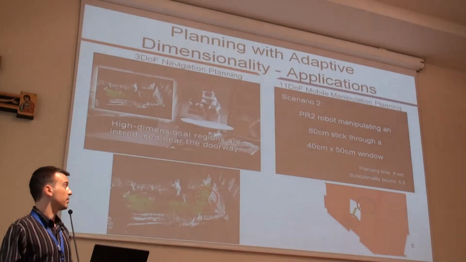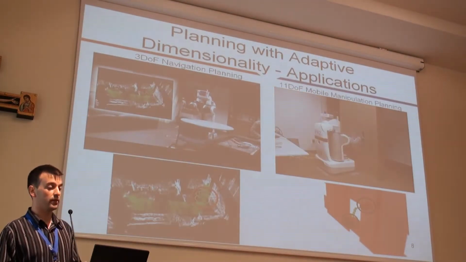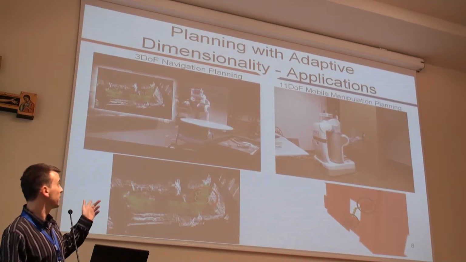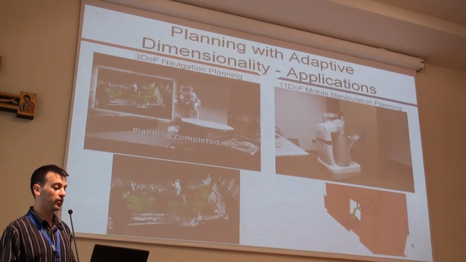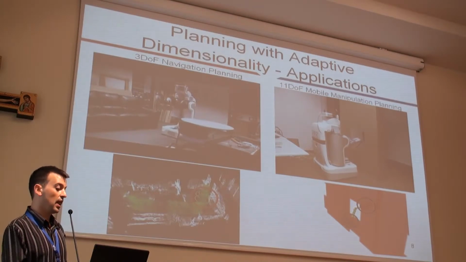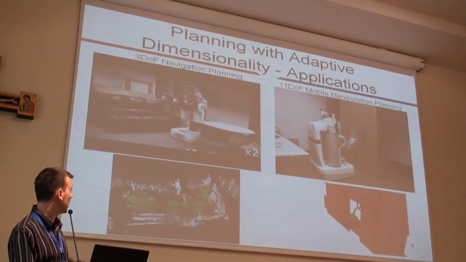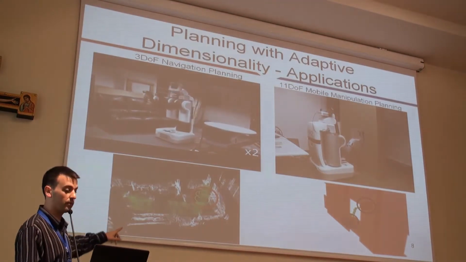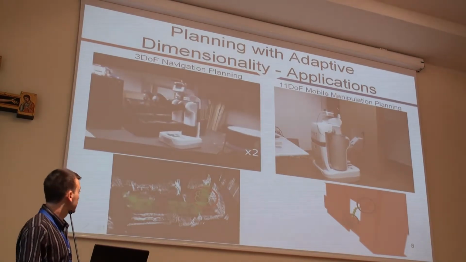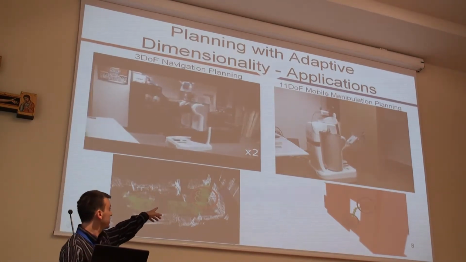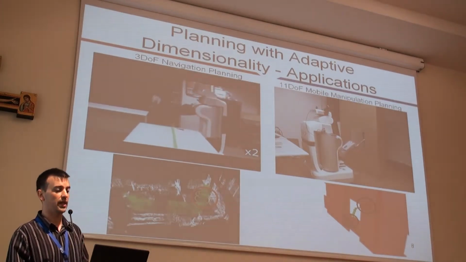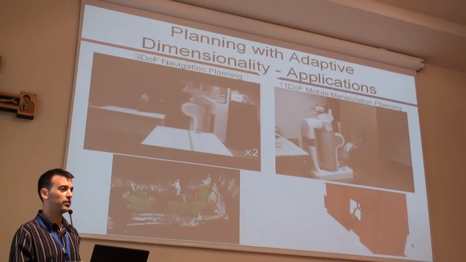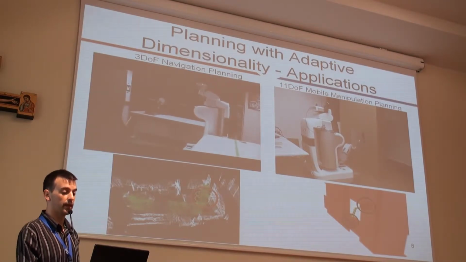So here are 2 examples of applications of planning with adaptive dimensionality. On the left is the PR2 robot doing 3D navigation planning through a cluttered indoor environment. As you can see, here we have high-D regions inserted in challenging areas such as narrow passages and near doorways, where we really need to worry about the high-D planning.